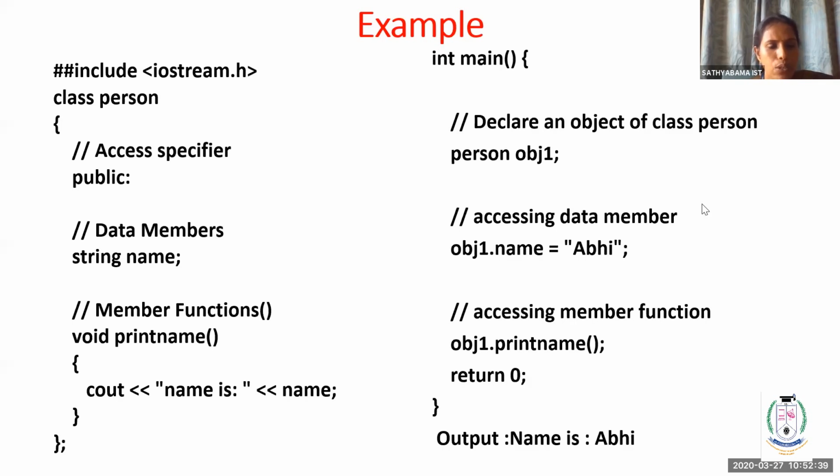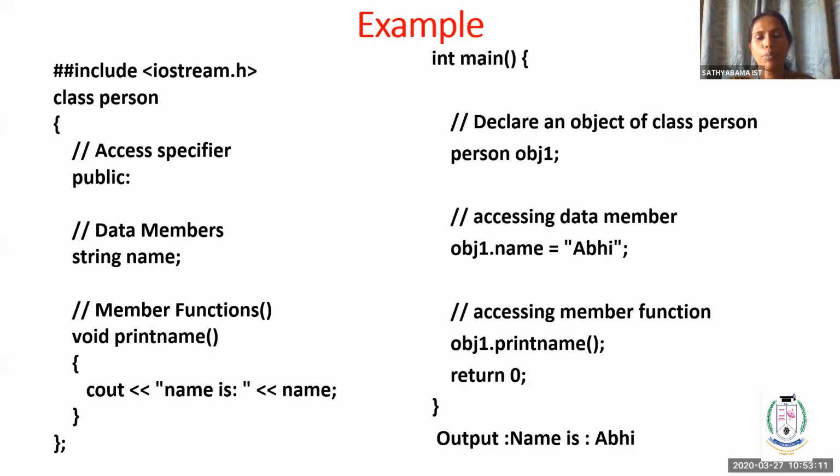Print name, in the sense, what? The name I want to print by using the cout statement. Now you close the function as well as close the class also. Now coming to the main program. In this main program, if you want to access the class members, this data member as well as the member function, we have to create an object.